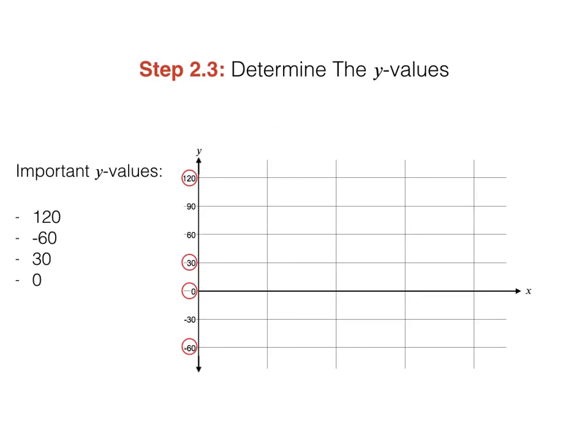Step 2.3. Determine the y values. Based on the information in the question, we can tell that the y-axis will have 4 distinct values: 120 degrees Celsius because that's the maximum, -60 degrees Celsius because that's the minimum, 30 degrees Celsius because that's where time is equal to 0, and 0 degrees Celsius because that's when the temperature would be at 0.